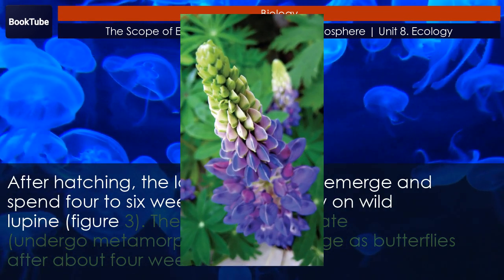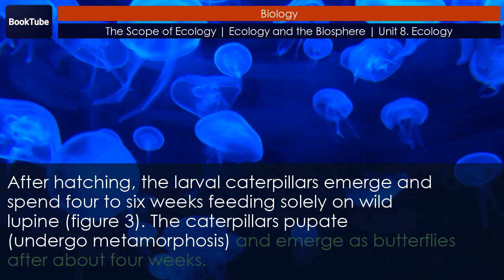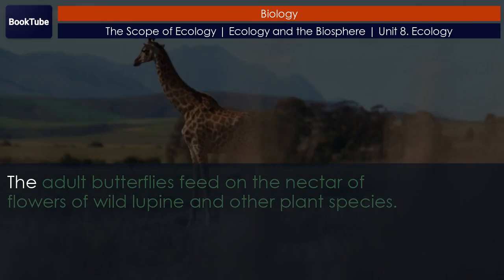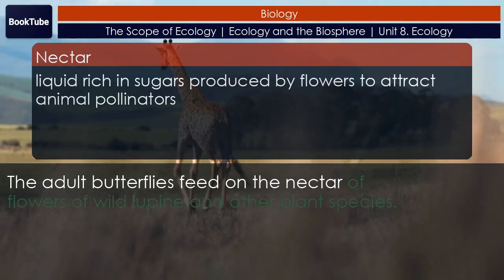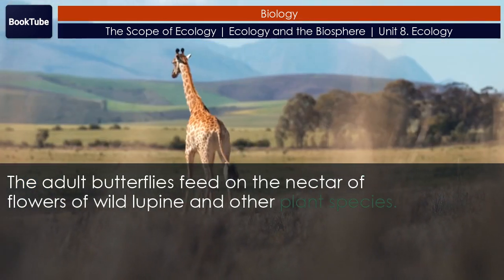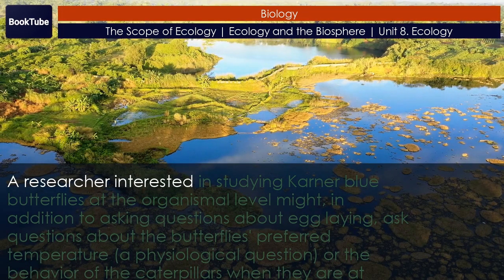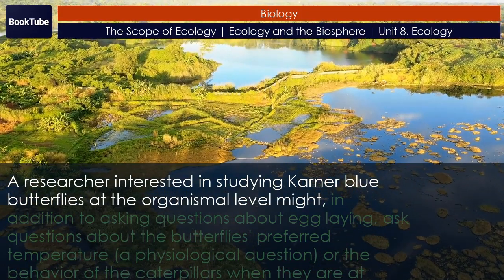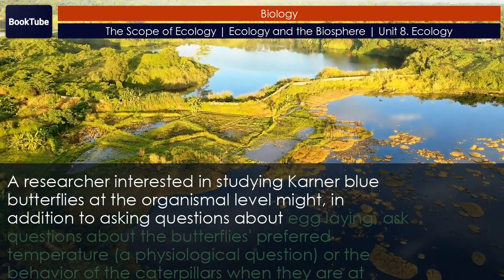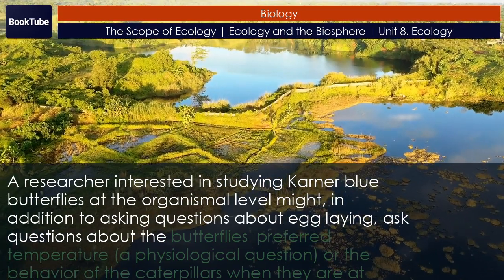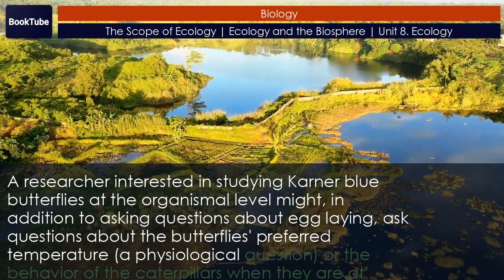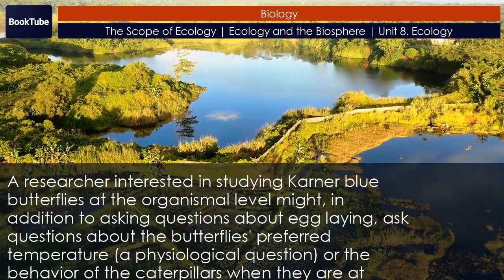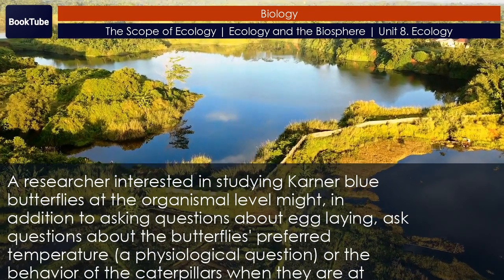Figure 3. The caterpillars pupate, undergo metamorphosis, and emerge as butterflies after about 4 weeks. The adult butterflies feed on the nectar of flowers of wild lupine and other plant species. A researcher interested in studying Karner blue butterflies at the organismal level might, in addition to asking questions about egg laying, ask questions about the butterfly's preferred temperature, a physiological question, or the behavior of the caterpillars when they are at different larval stages, a behavioral question.